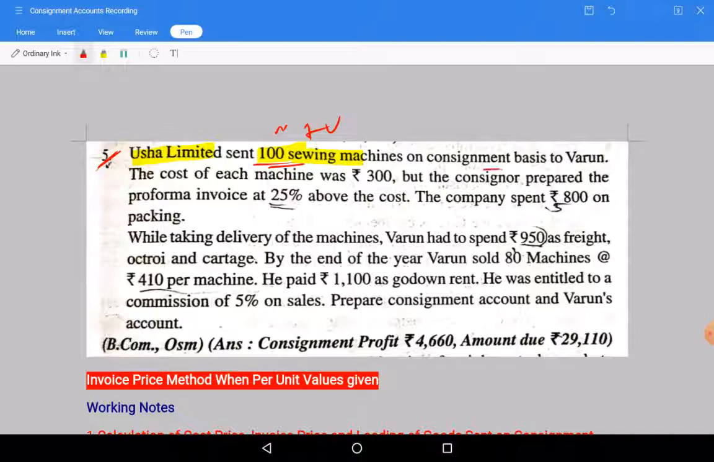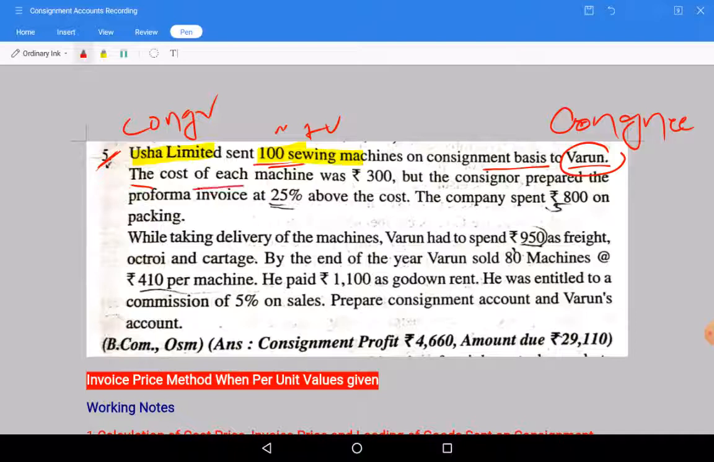and on consignment basis to Varun. To whom? Varun. Varun and Usha Limited. Usha Limited is the consignor and Varun is your consignee. So don't think about the spelling. For shortcut purposes I wrote it this way, because with this pen we can't write properly.